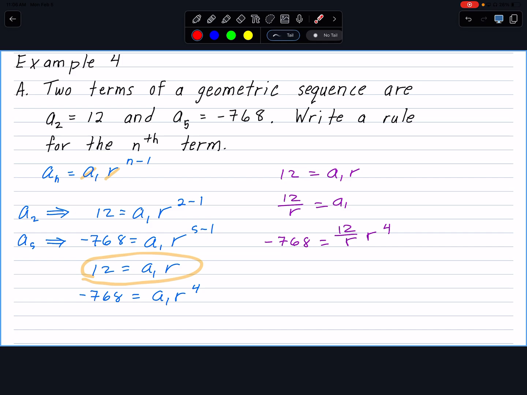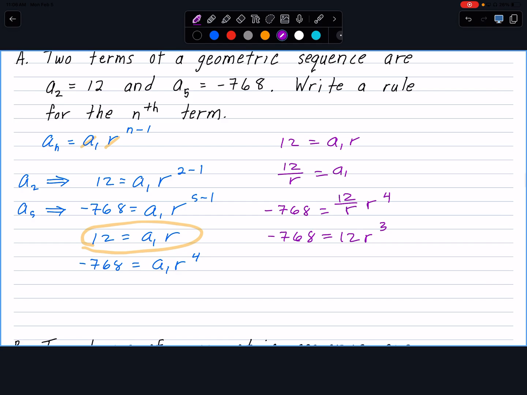Okay, from here, I'm going to clean things up a little bit. Notice I can do a little bit of canceling out. So I can rewrite this as negative 768 equals 12 times, I've got an r that cancels out, so this is going to be r cubed. I'm then going to divide both sides by 12, which gives me negative 64. Taking the cube root of both sides, I get r equals negative 4. I'm going to pause again here, see if you have any questions.